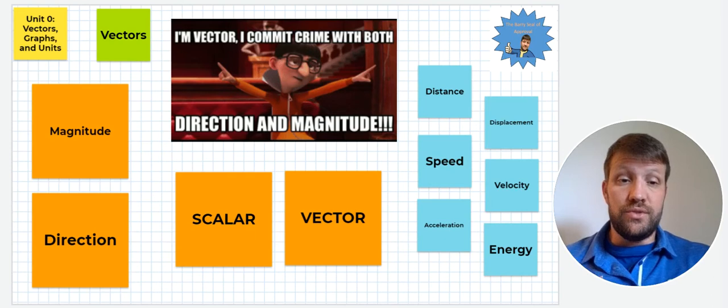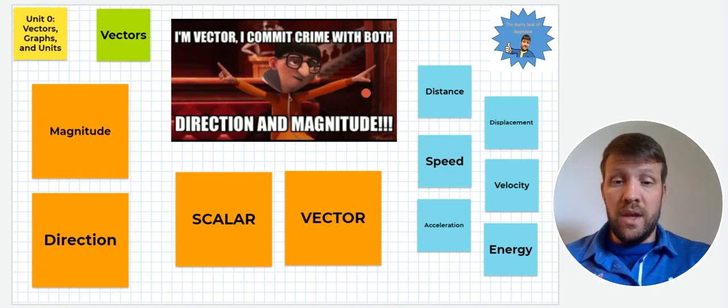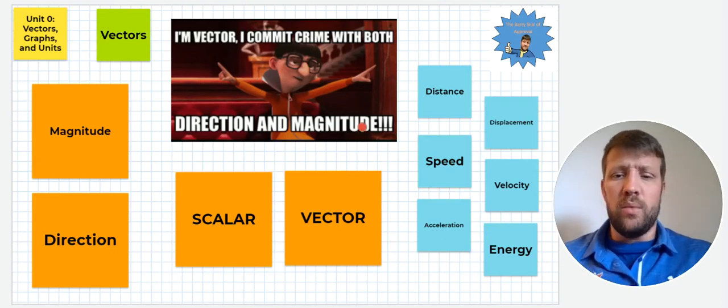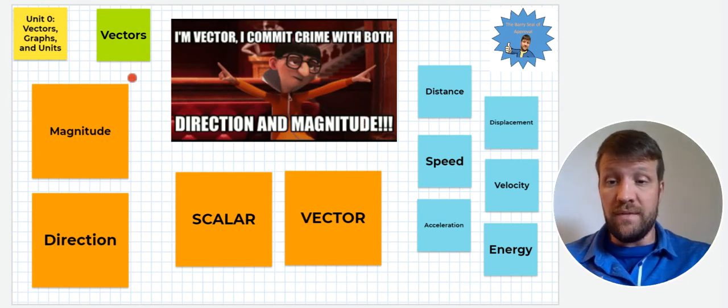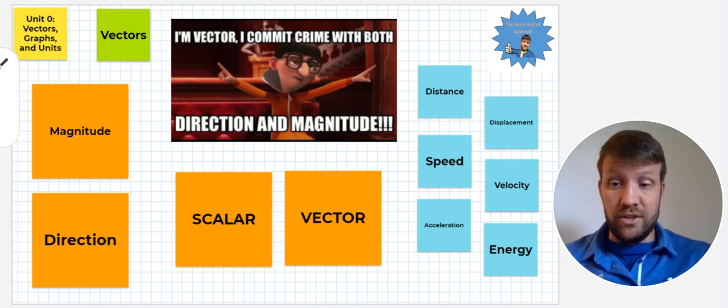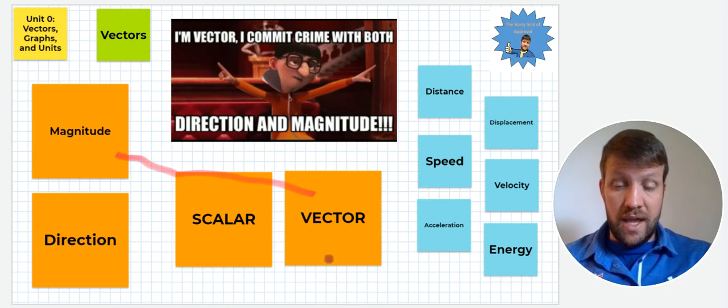First thing we need to do is briefly recall our movie Despicable Me. We've got Vector right here, and he commits crime with both direction and magnitude. And that's a great way to get going with this, okay? As we look at vectors, it's important to remember that a vector does have both a direction and a magnitude. So we're going to mark our vector here for having both a magnitude and a direction.